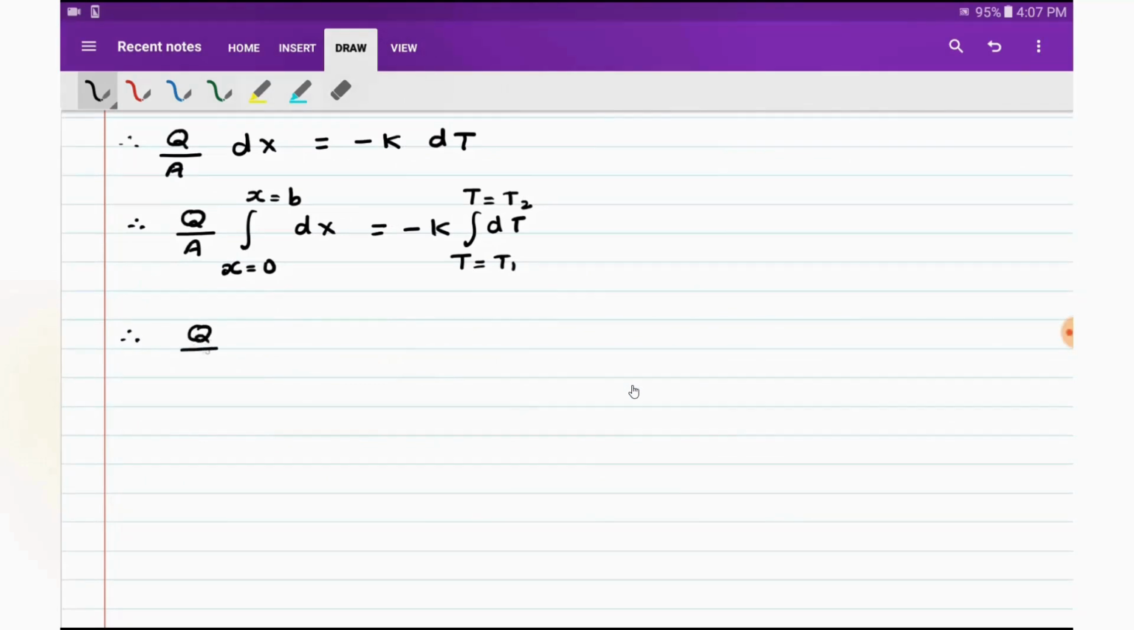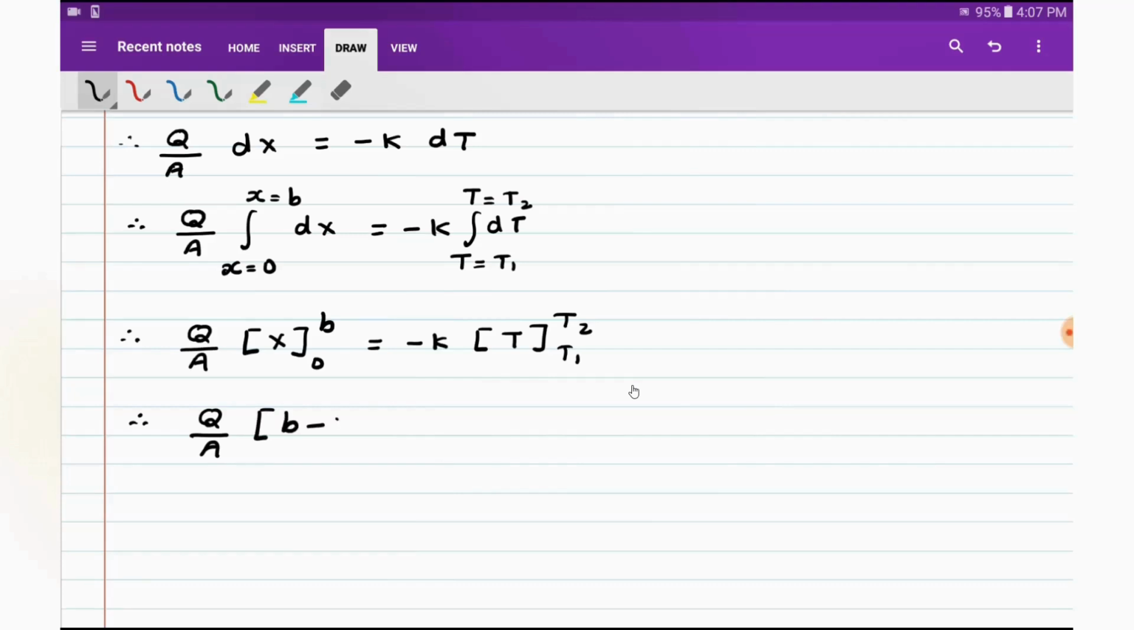So this is Q upon A. Integration of dx is x, the limits are from 0 to b, is equal to minus k. Integration of dT is T, the limits are from T1 to T2. In place of x, we have to substitute the upper limit, that is b, minus the lower limit, that is 0, is equal to minus k as it is. In place of T, upper limit is T2 minus lower limit is T1.